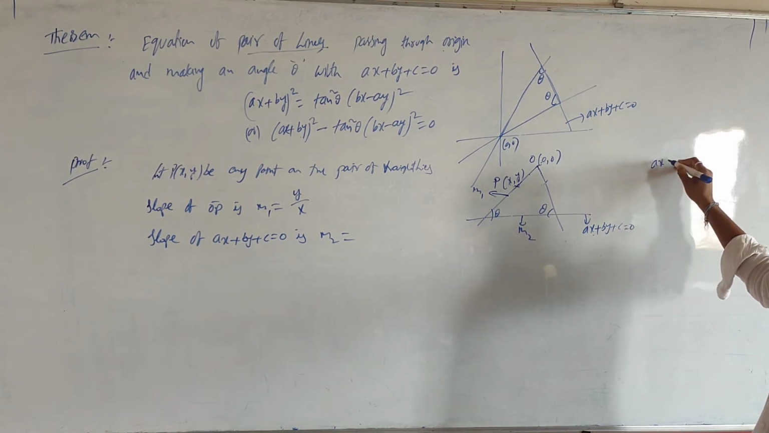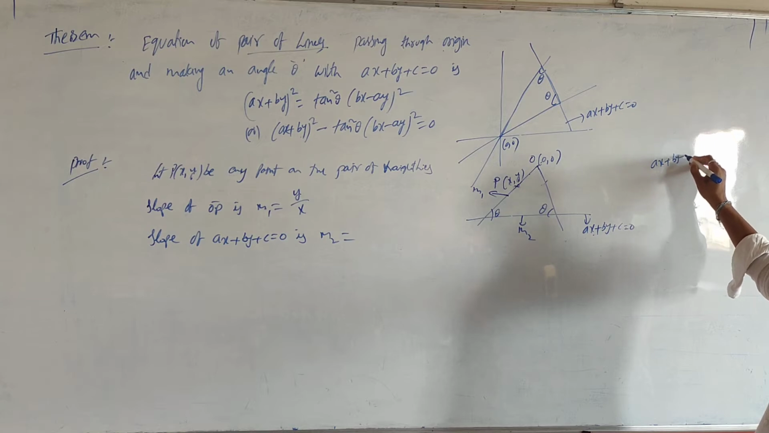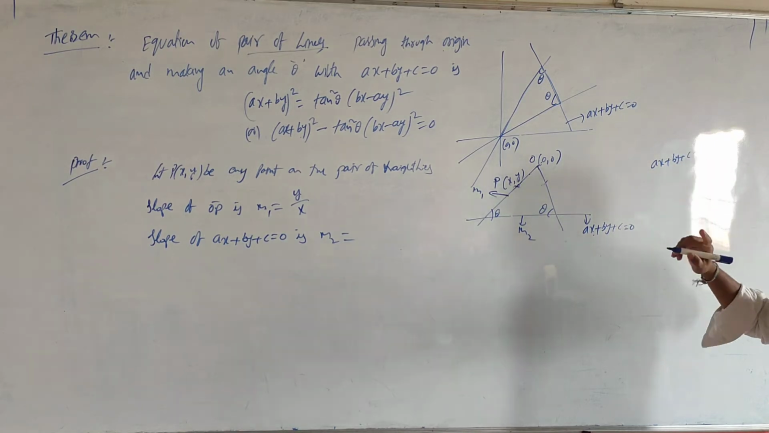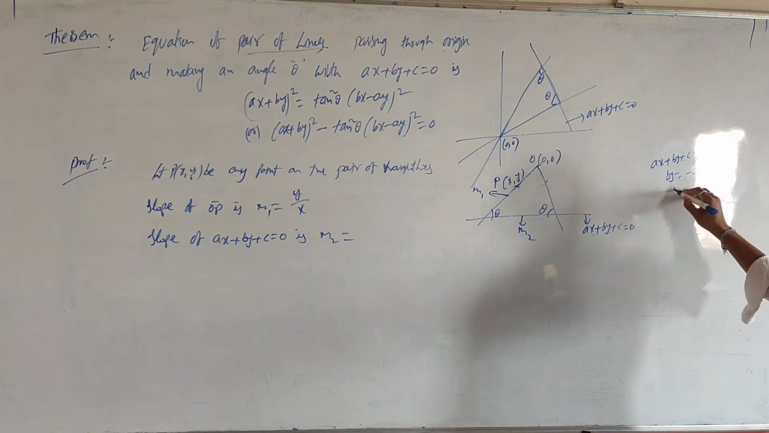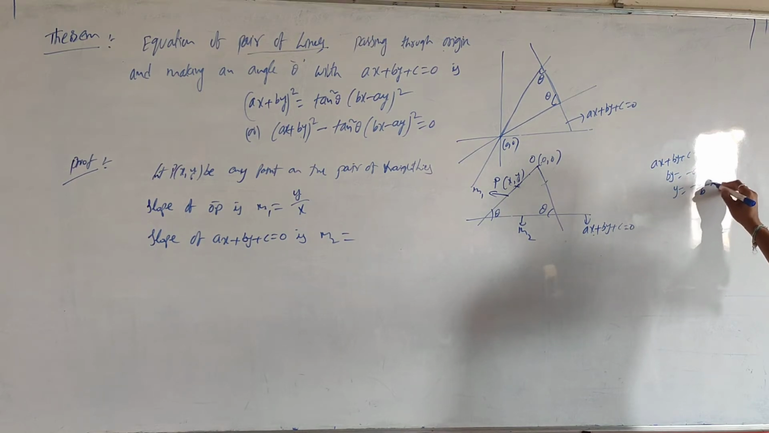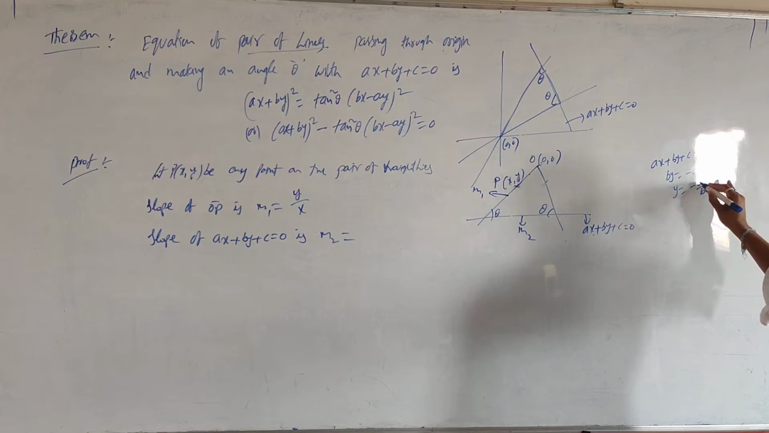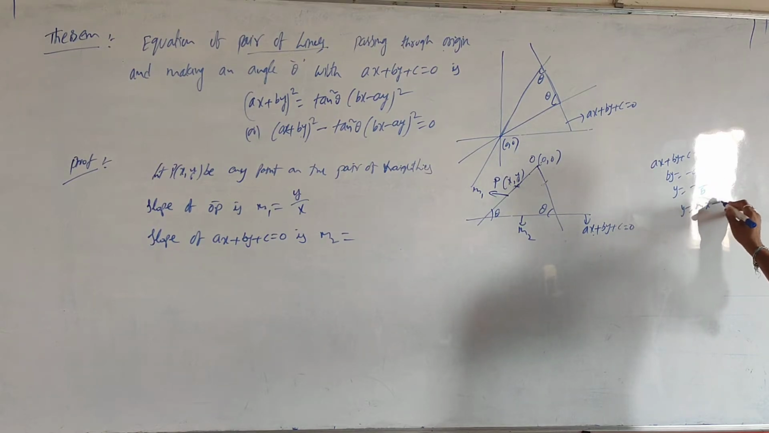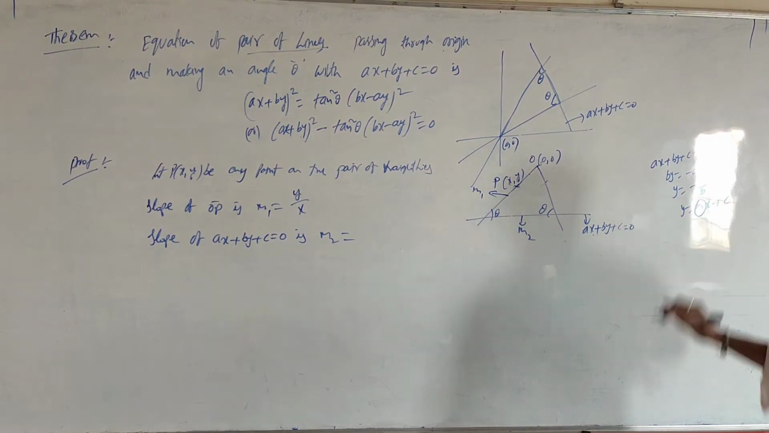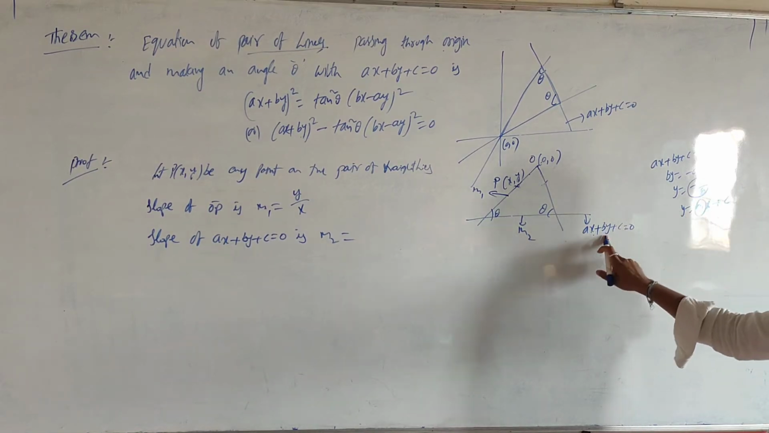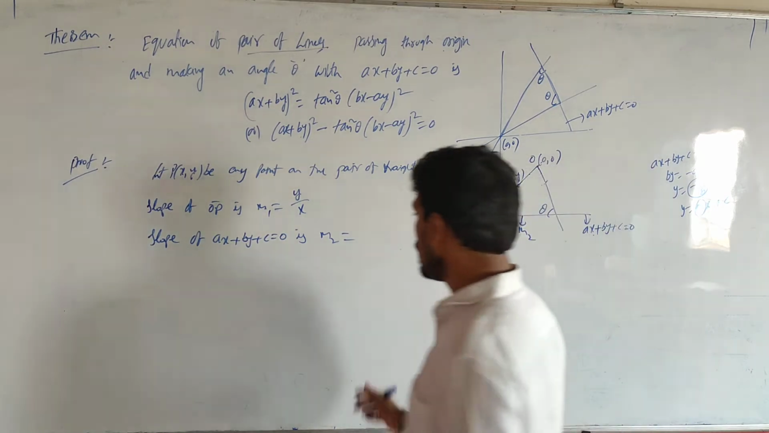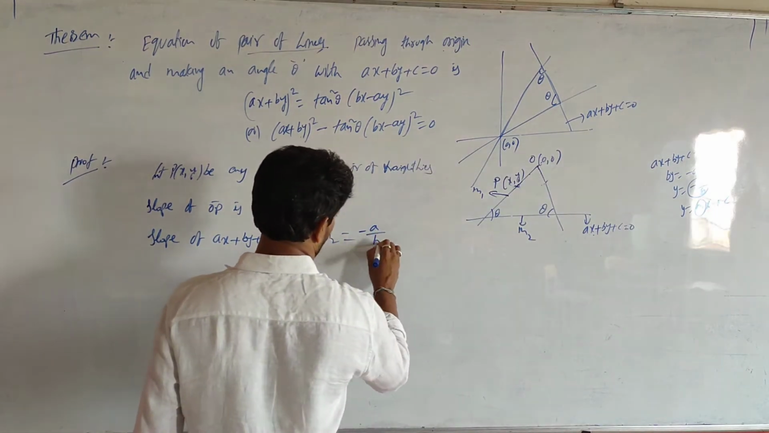Because you know very well ax plus by plus c is equal to 0. If you convert into slope intercept form, it will be by is equal to minus ax minus c, y is equal to minus a by b x minus c by b. So it is of the form y is equal to mx plus c. In this form, m is nothing but our required slope. So what is that? Minus coefficient of x by coefficient of y. m2 is equal to minus a by b.